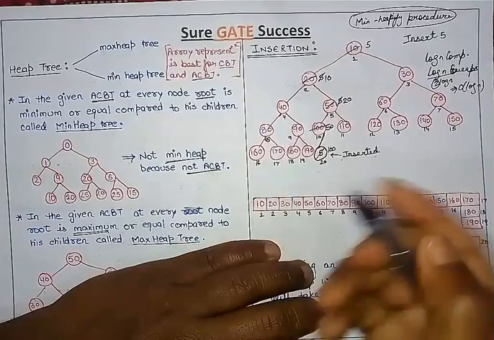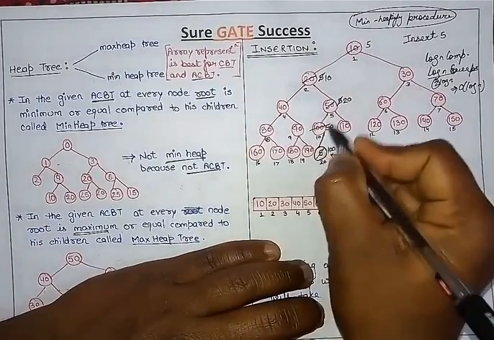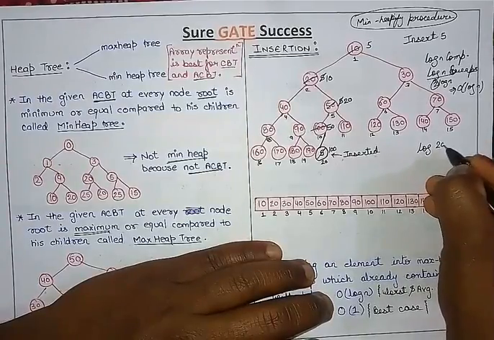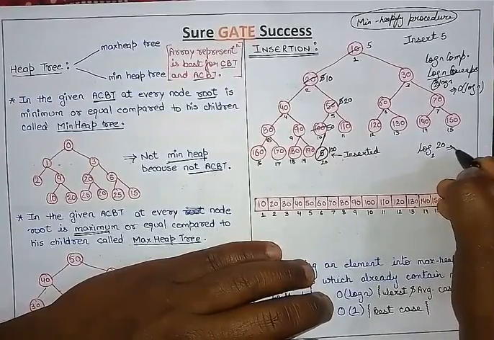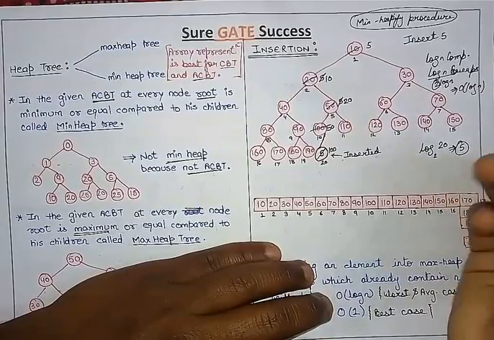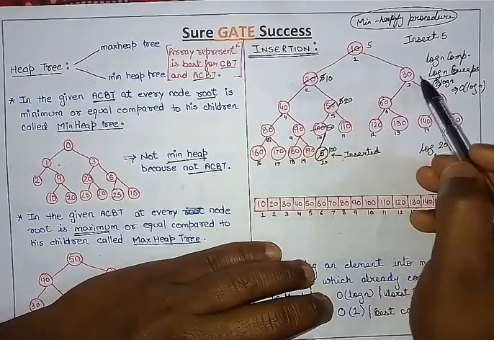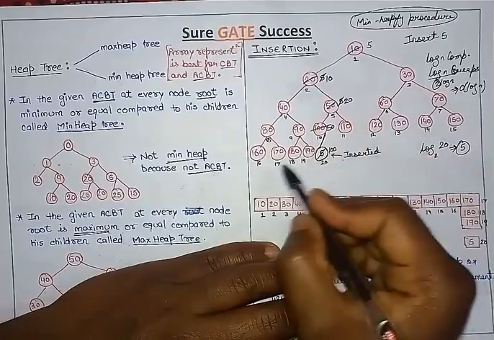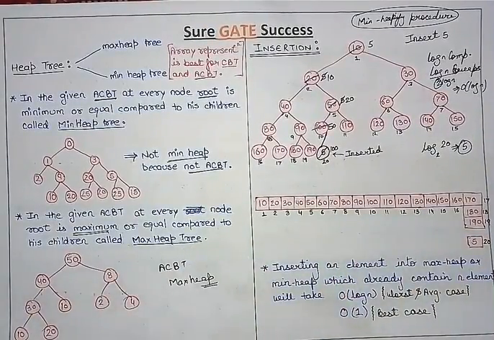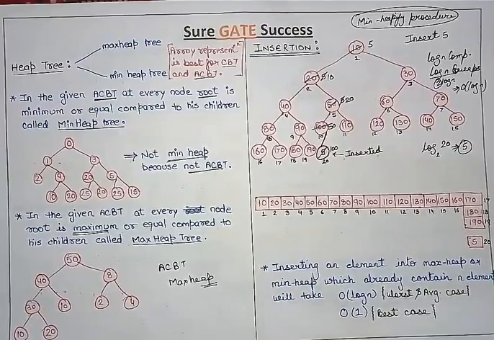You can also find out the level. How can you find out the level? As there are 20 nodes, by taking log of 20 to the base 2, what will it be? The value will be 5. So 5 is nothing but the level: first level, second level, third level, fourth level and fifth level. So in this way you can find out the levels.